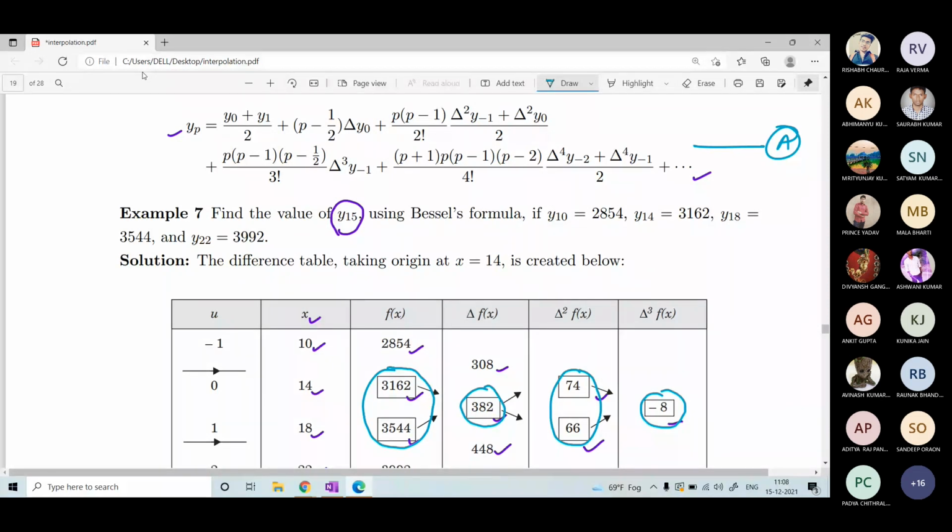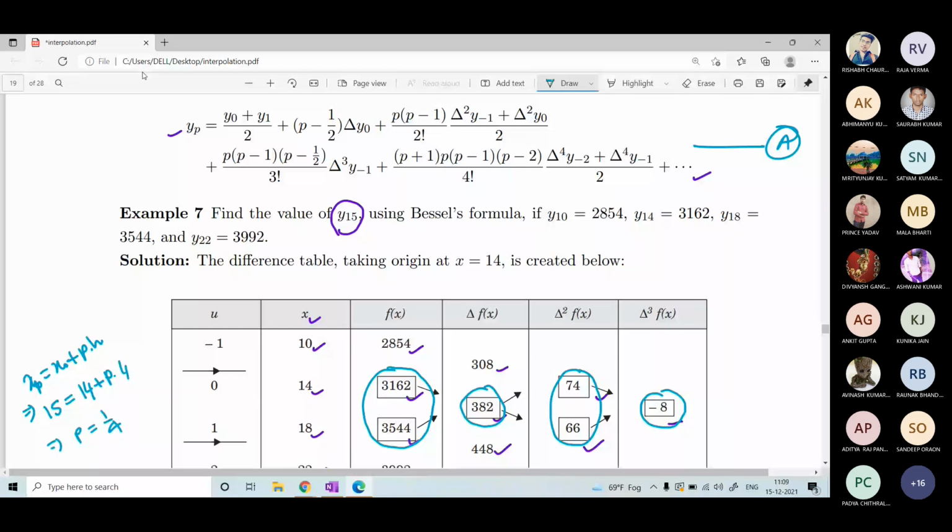So you have to identify what is P. How to calculate P? I have chosen 14 as center. So what will be the value of P? Xp equals X naught plus P into H. Xp is where you want to find out the output value, at 15. So Xp is 15. X naught, the center, is 14, plus P. And what is H here? 4. So that will give you P equals 1 by 4 or 0.25.